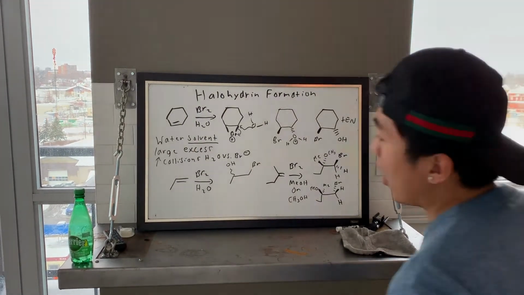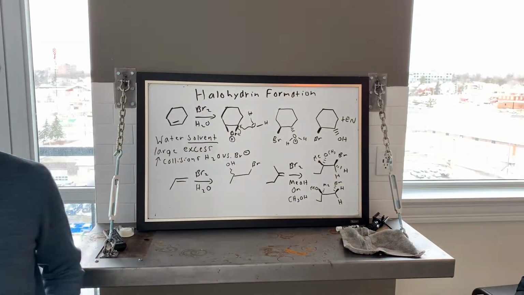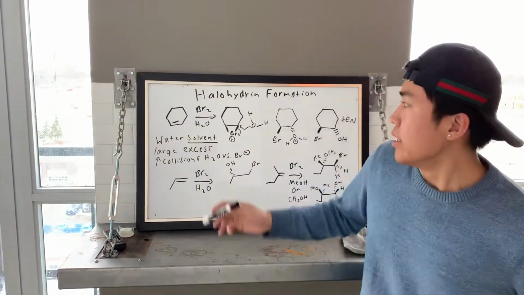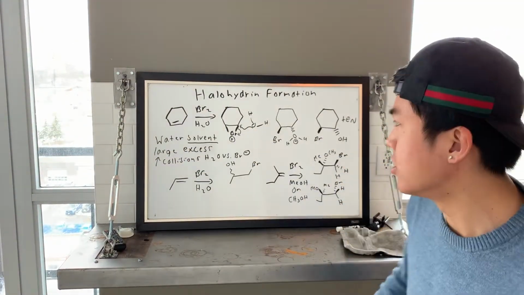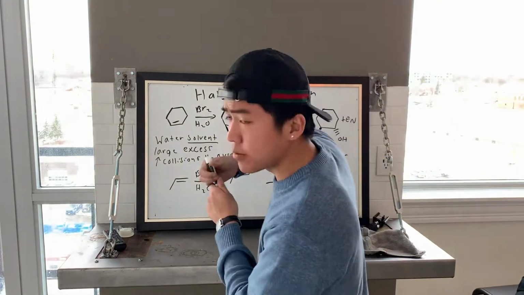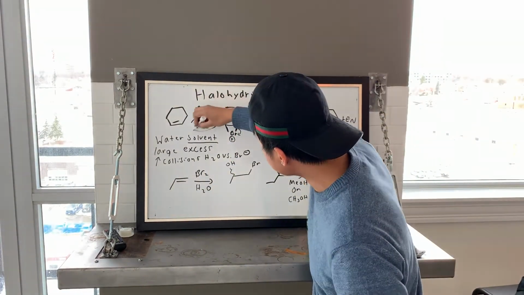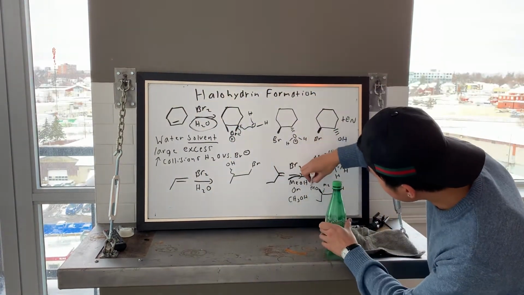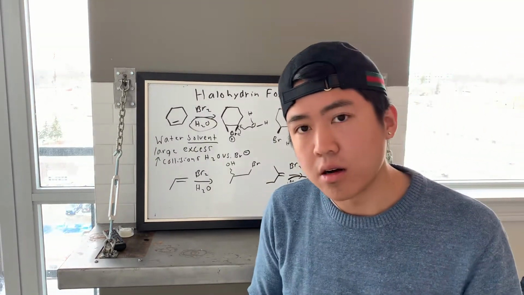So now we're on halohydrin formation. In halohydrin formation, it's very similar to halogenation, but now you have a different solvent. The solvent is water, or an alcohol like methanol, ethanol, you name it, any kind of alcohol.